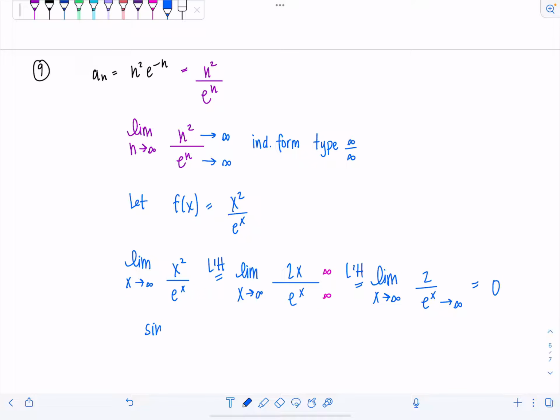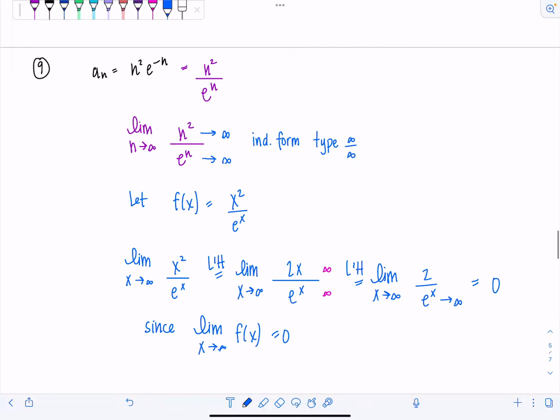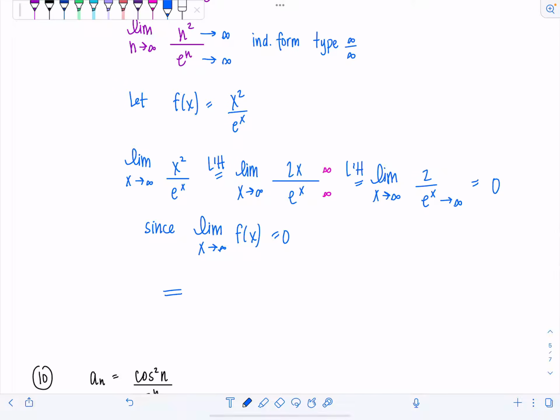So since the limit as x approaches infinity of f of x equals 0, then we can say that the limit as n approaches infinity of n squared e to the negative n equals 0 also. Therefore, it's convergent. And its limit L would be 0.